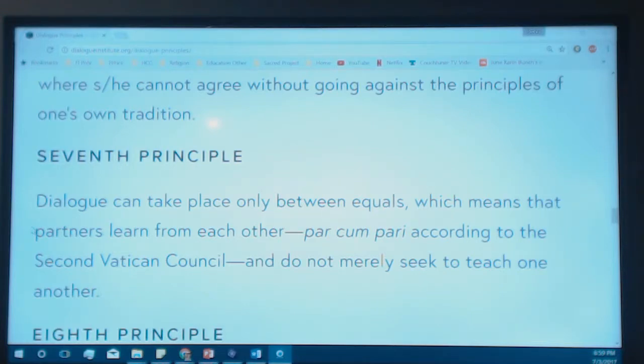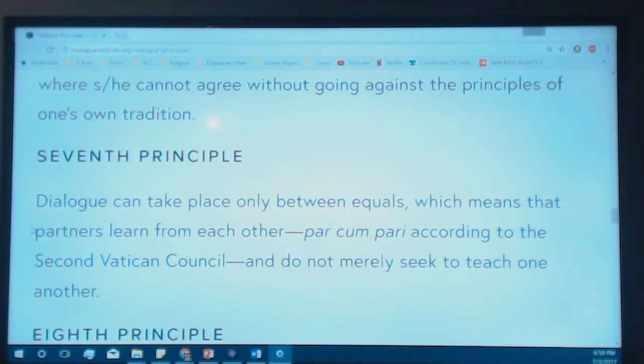Oftentimes, when we go into a conversation, we think, I am right, you are wrong. And rather than having a dialogue, we're having a debate. We must see the person we are having a dialogue with as just another person trying to get answers to questions of ultimate concern, trying to figure out how to understand the experiences that they have lived.